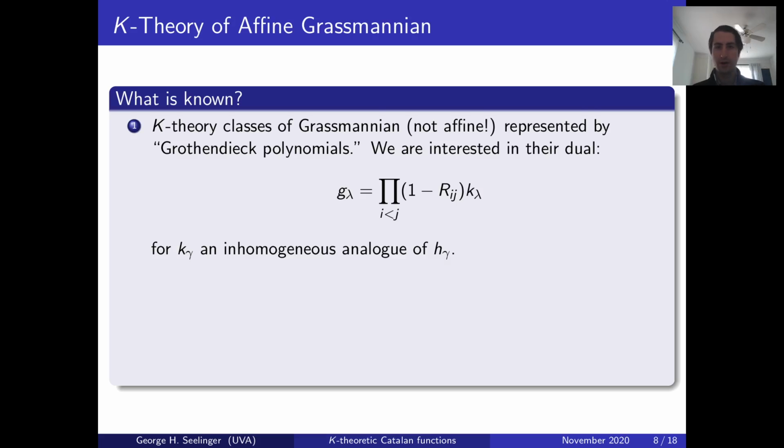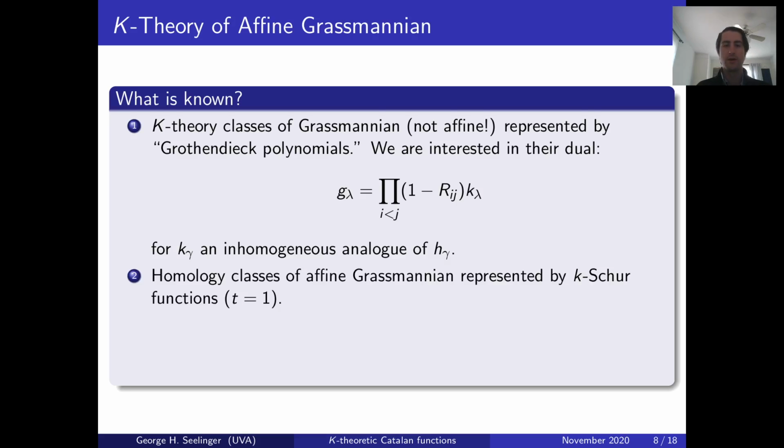Since we're going to work in a homology setting, we're actually going to be interested in their dual. So that's represented by this little g, and it's defined very similarly to Schur functions. You take this raising operator expression and you act on, instead of an h function, a function I'm going to call k, which is just some inhomogeneous analog of the h, which is necessary for the K-theoretic situation. The homology classes of the affine Grassmannian are represented by something called K-Schur functions when they're specialized to t equals 1. And we'll get into those in a second when we get to Catalan functions.